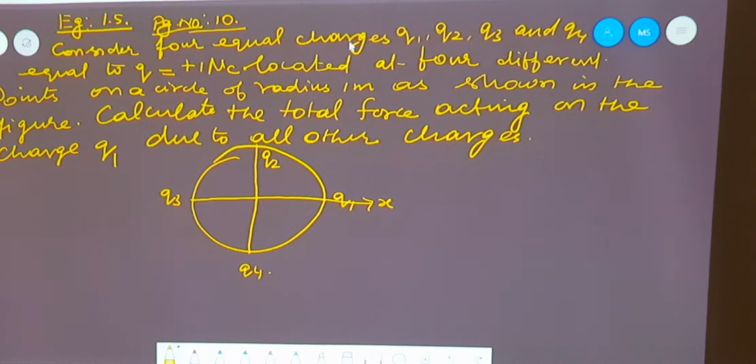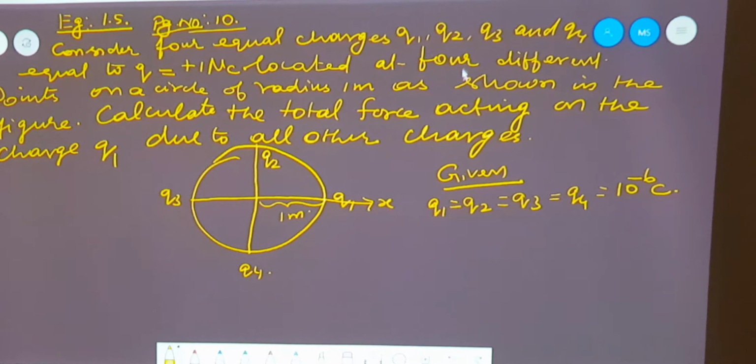Consider 4 equal charges Q1, Q2, Q3 and Q4, and the magnitude of the charges is equal to 1 microcoulomb. So here I am writing the given quantities: Q1 is equal to Q2 equal to Q3 equal to Q4 is equal to 1 microcoulomb, which means it is 10 to the power of minus 6 coulomb, located at 4 different points on a circle of radius, so this distance we are considering as 1 meter as shown in the figure. What is the total force acting on the charge Q1?